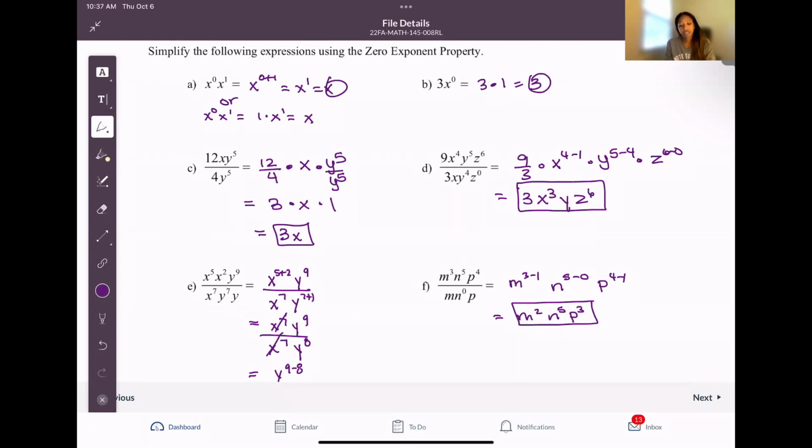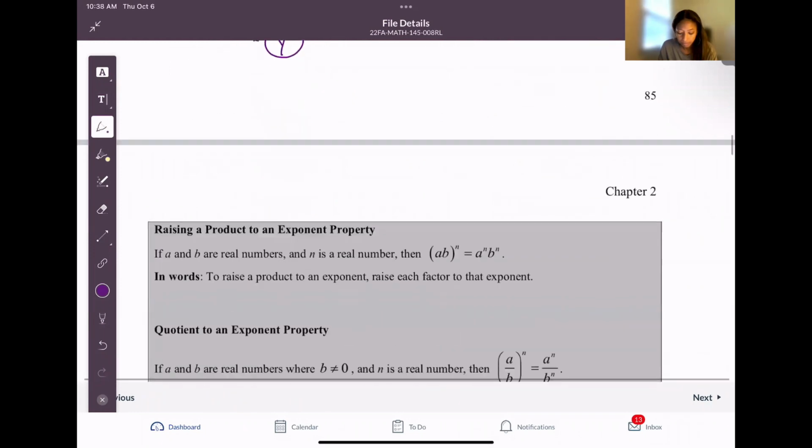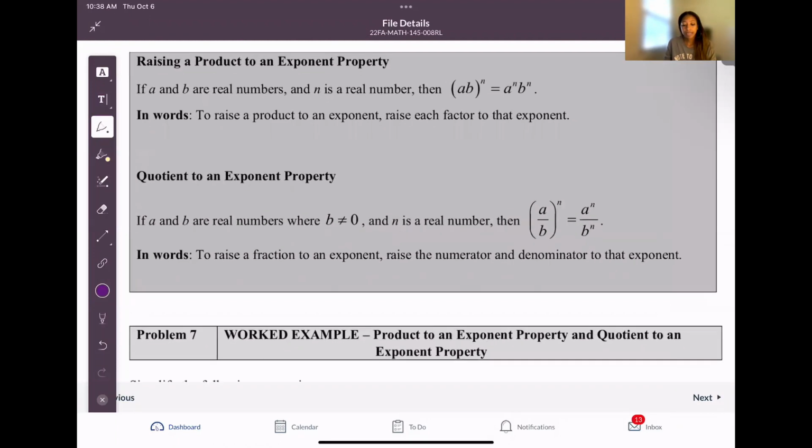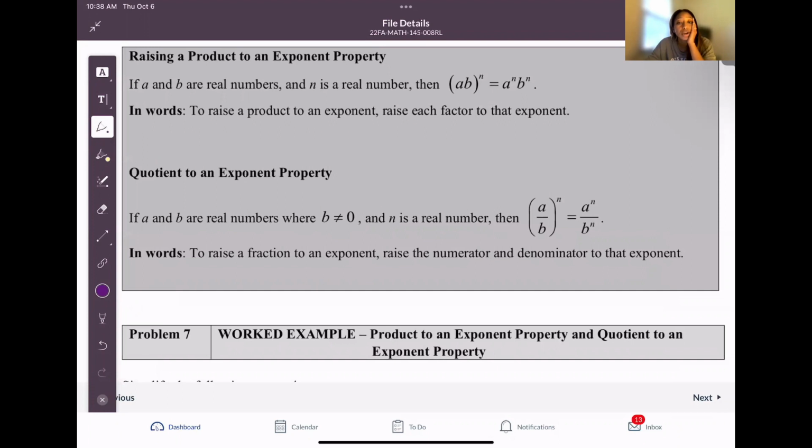Next, we're going to go on to some problems where instead of having just one number in our base, we have more than one term being multiplied in the base. So this is the product to a power, a product to an exponent property. So if our base has one or more than one term being multiplied or divided, this only works when your base is being multiplied or divided, not added or subtracted. And then if your base is being raised to some exponent n, we can apply the exponent to each term in the base. So what does that mean?